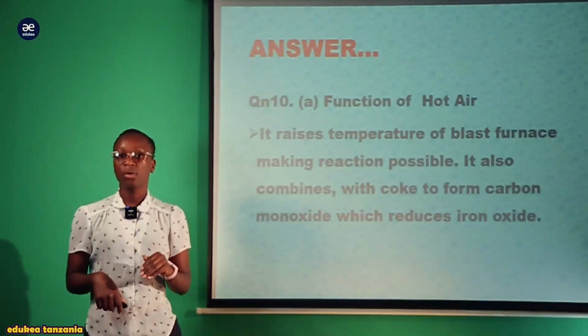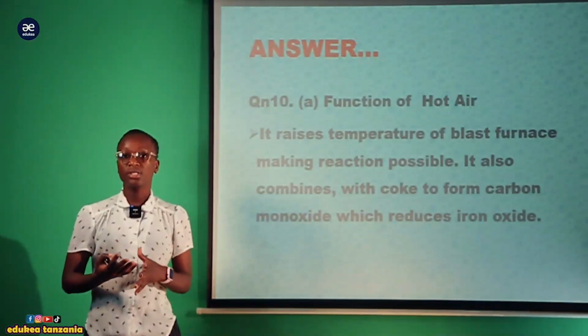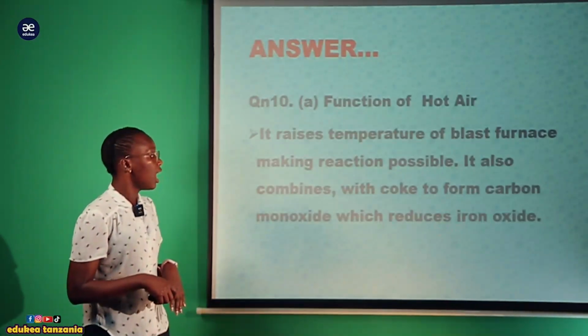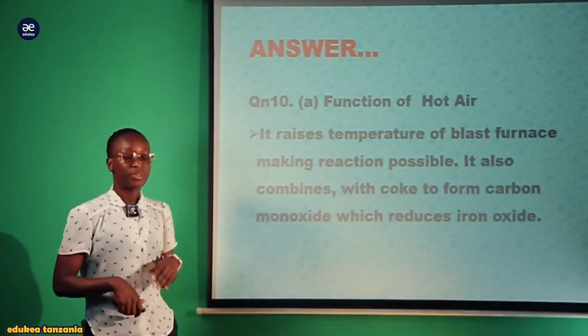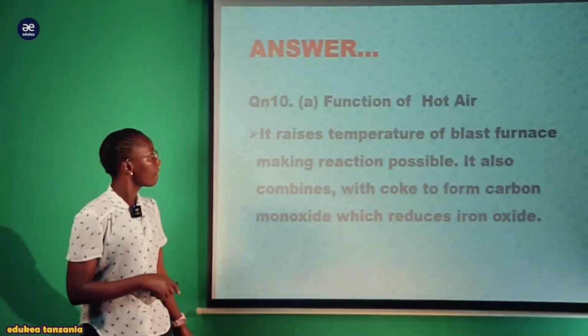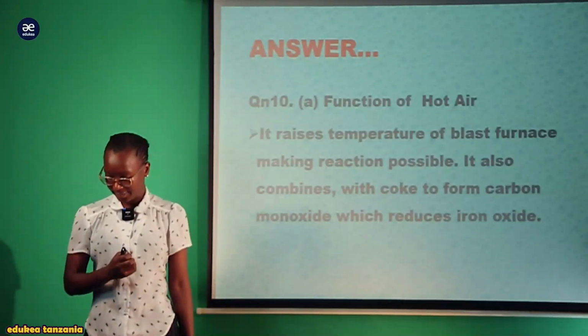Carbon monoxide, we have said, is a very strong reducing agent. As a reducing agent, it will go and reduce the iron oxide into the iron metal. So this is how the student was required to respond to question A.